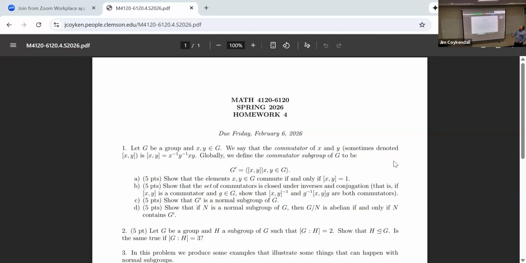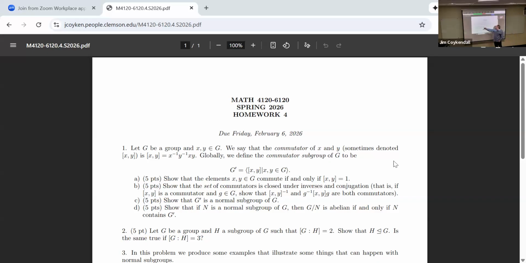The first problem, we're gonna let G be a group and let X and Y be any two elements of G. We say the commutator of X and Y, which is sometimes written in the square bracket notation, is just X inverse Y inverse XY. And we define the commutator subgroup of G to be everything that's made up of words if the letters are commutators, right? So it's everything that you can make putting commutators together, sort of like our alphabet and our words.